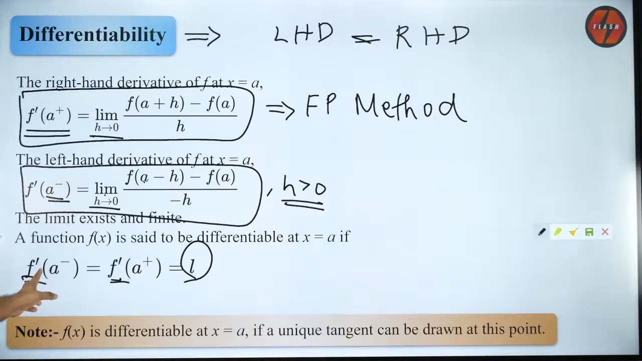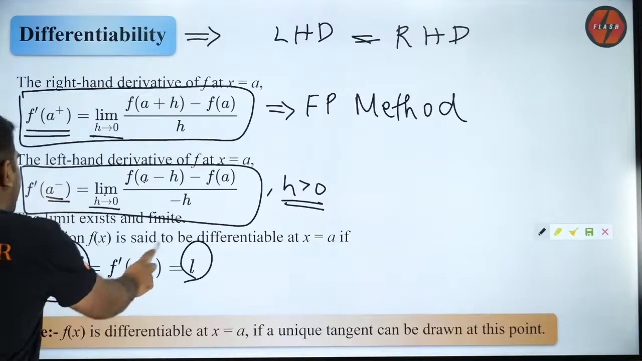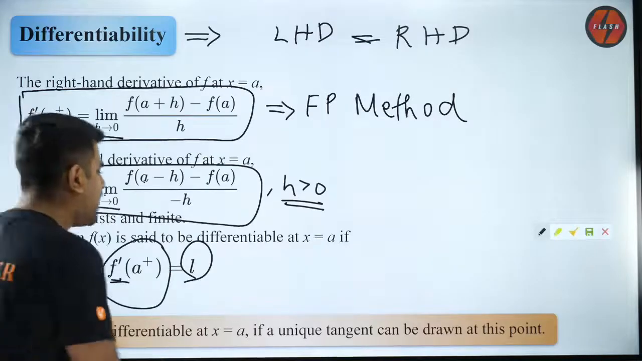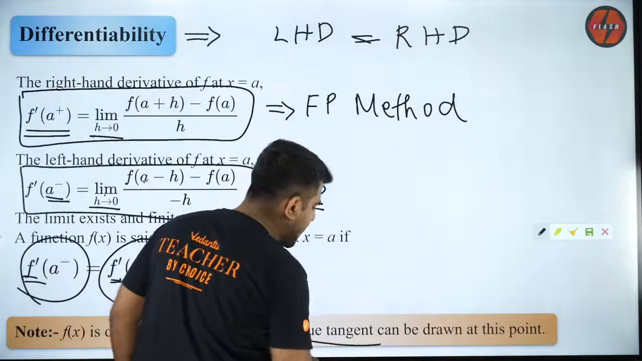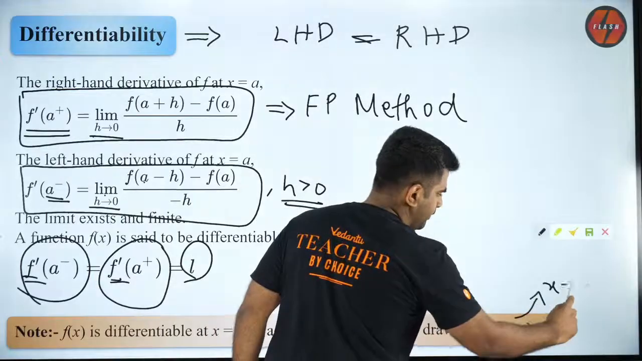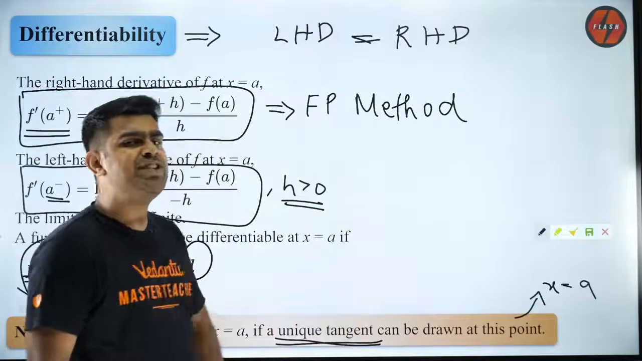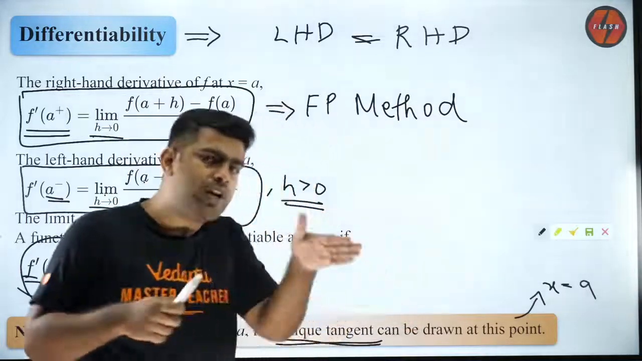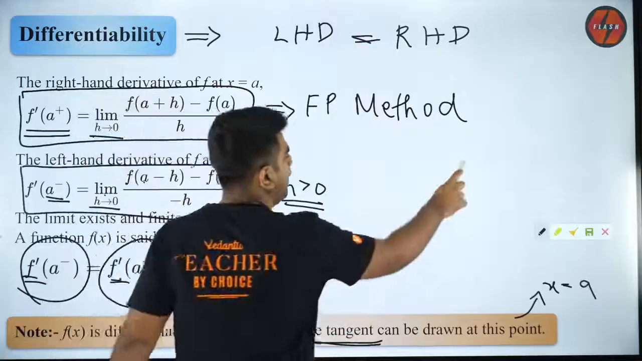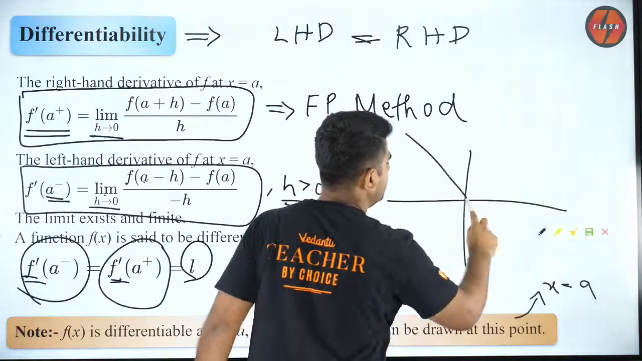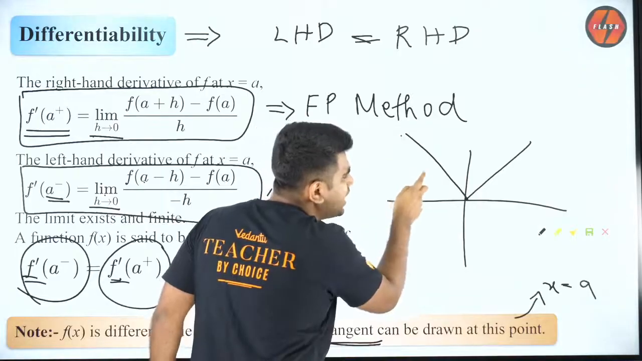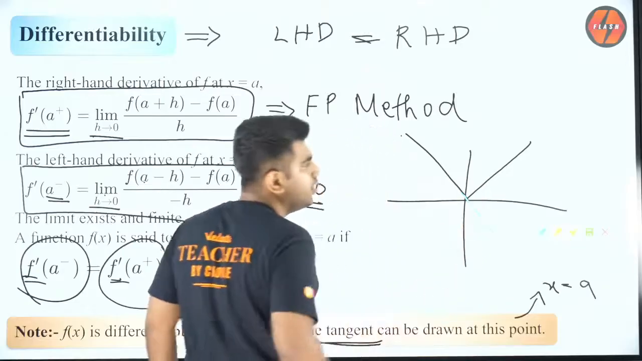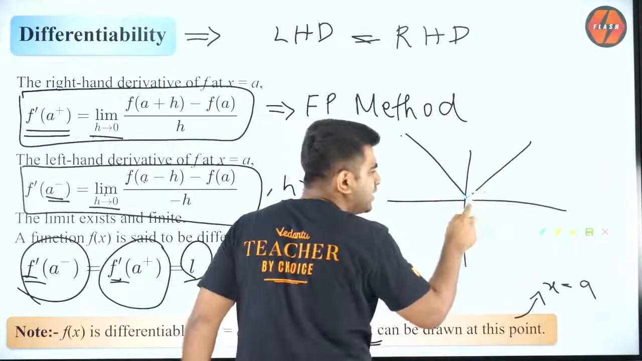So what do you mean by making sure LHD is equal to RHD? By making sure LHD is equal to RHD, you are ensuring that there is a unique tangent at this point x equal to a. You are ensuring that there is a unique tangent, because tangential line means it is going to follow the graph. For example, mod x if you take, if I draw a tangent to this part, the tangent will go like this. But if I draw a tangent to that part, the tangent will go like this.